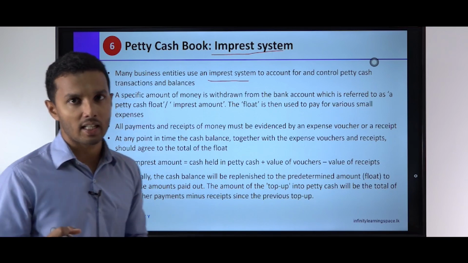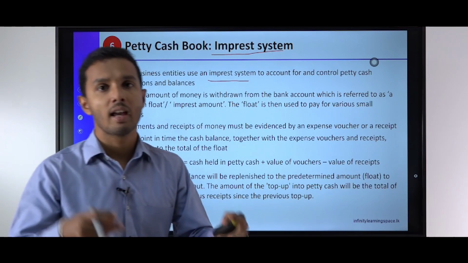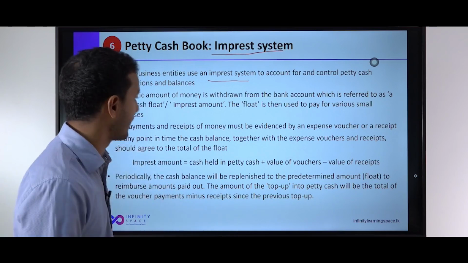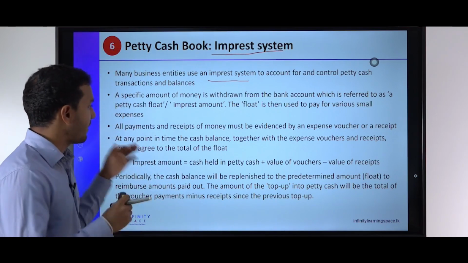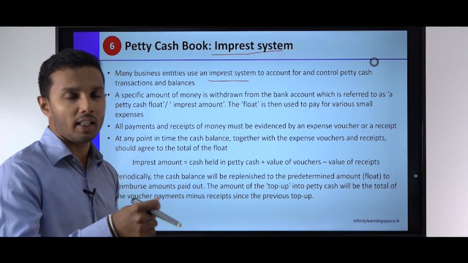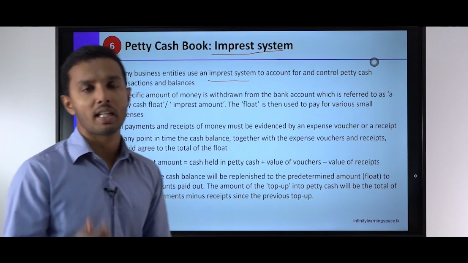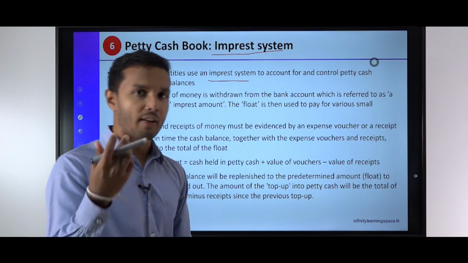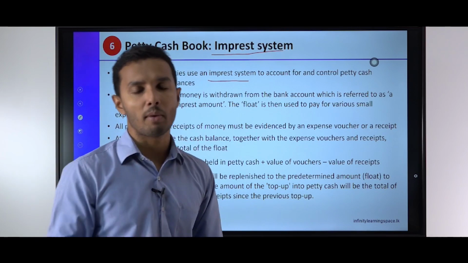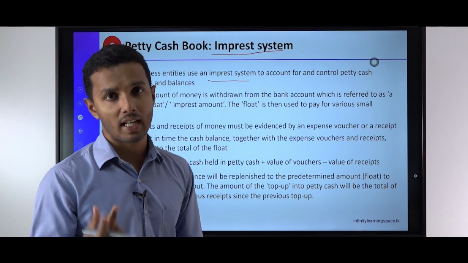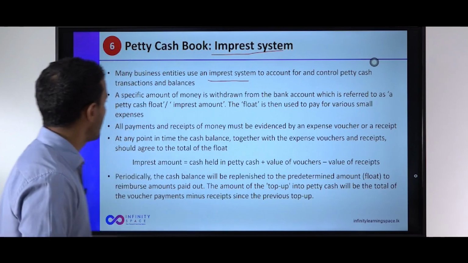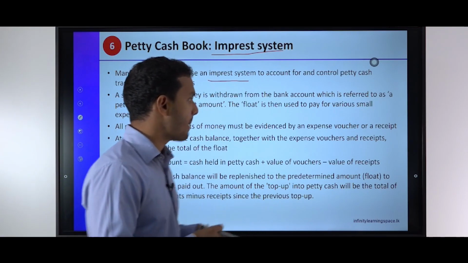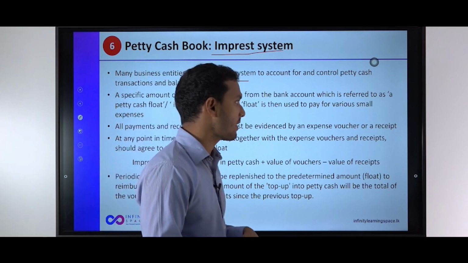So the petty cashier, the person in charge of small expenses, will use that money to pay for small expenses during that month. Every time the petty cashier gives money to pay for small expenses, the petty cashier will create a payment voucher, that's a source document. And every time the petty cashier receives a small amount of money, the petty cashier will create a receipt. So all payments and receipts of money must be evidenced by an expense voucher or a receipt.